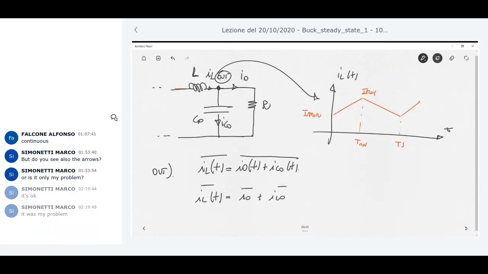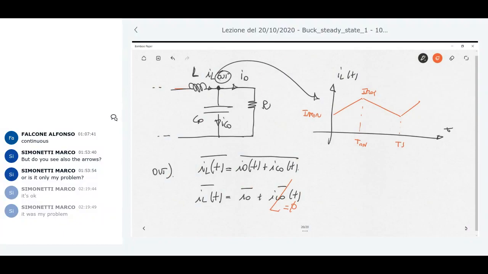Now, since the instantaneous values are summed up in this way, you can also use the Kirchhoff current law for the average value. So, which is the average value across the capacitor? We are reasoning about steady state condition. The average value of the current through the capacitor is null.